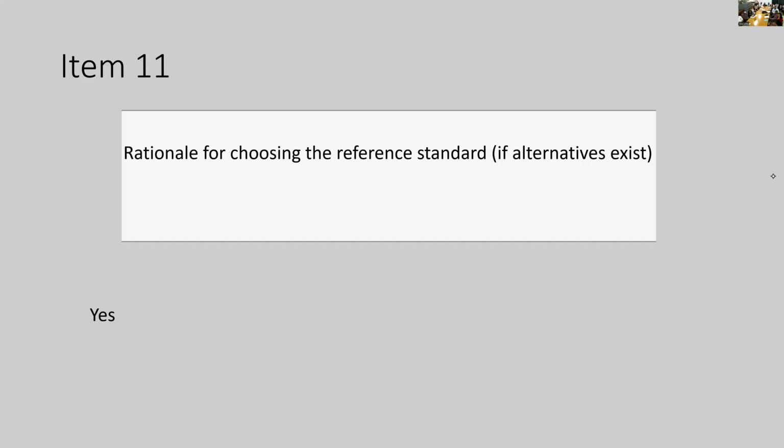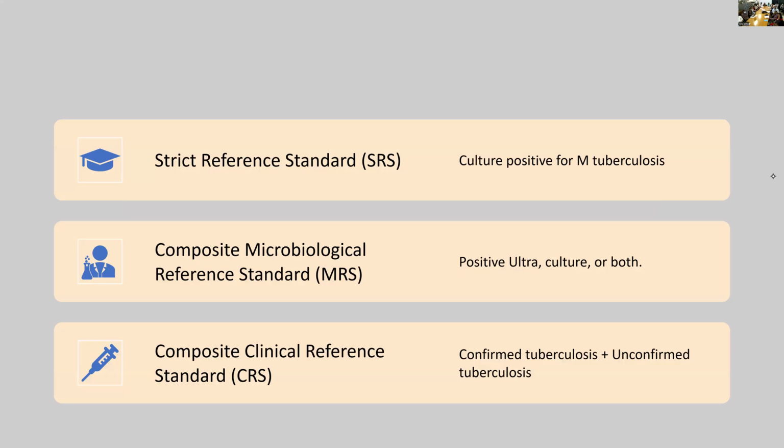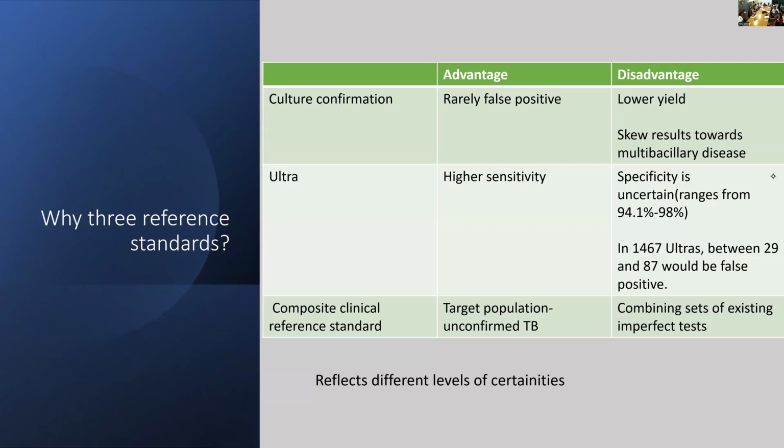The third question is, what was the rationale for choosing the reference standard? The strict reference standard was culture positive for MTB. The composite microbiological reference standard was either positive Ultra or culture. The composite clinical reference standard was confirmed TB plus unconfirmed TB, which is based on history. Now, they have taken 3 reference standards, but you should understand that TB doesn't really have a proper gold standard. Each of these reference standards has its own advantages and disadvantages. I just listed a few.